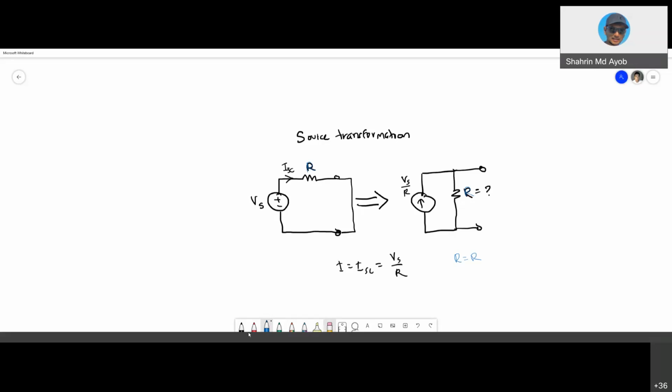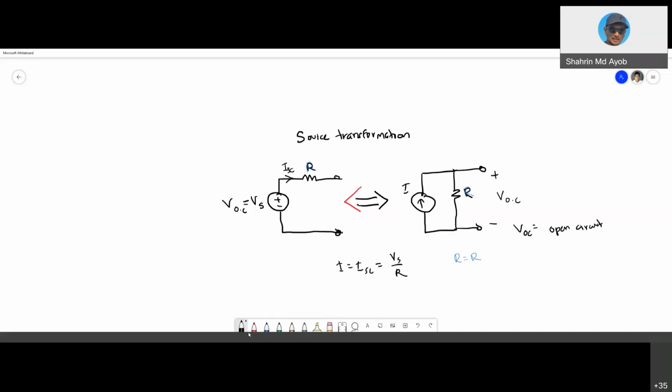Okay, and what about if I have this current source and I want to transform it into this circuit? How? You can do this transformation by calculating the voltage across this output terminal. This one is VOC, or sometimes we also call it the open circuit voltage. So actually your VS is equal to VOC.